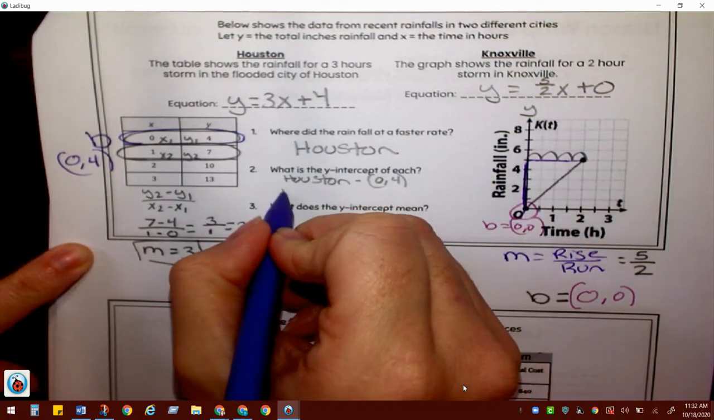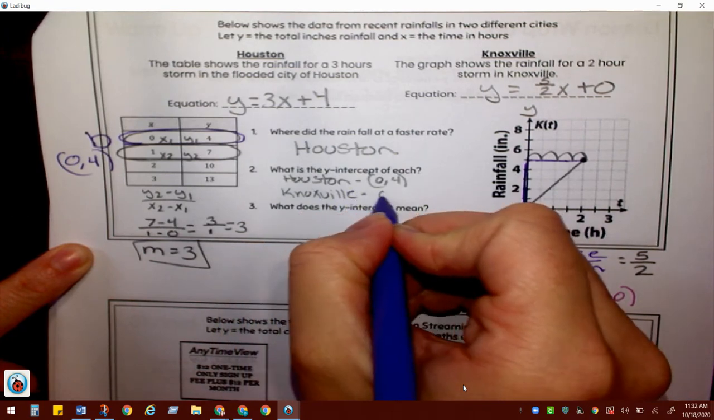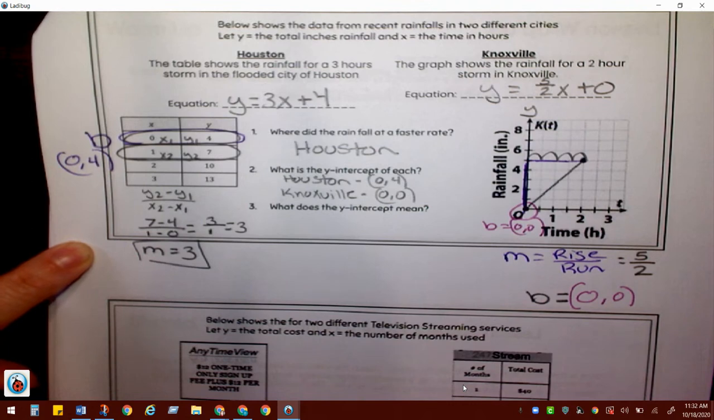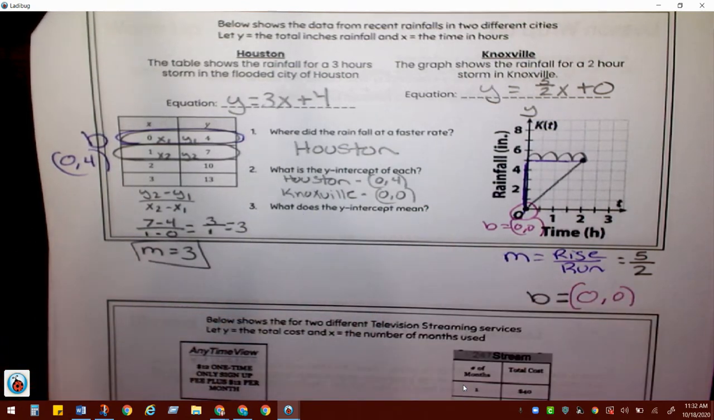And Knoxville had a y-intercept of (0, 0). Right? We already found those both. And then the last is, what does the y-intercept mean? So, making sense of it.